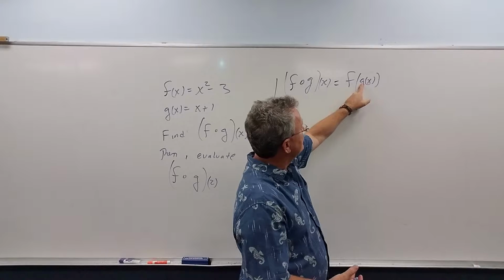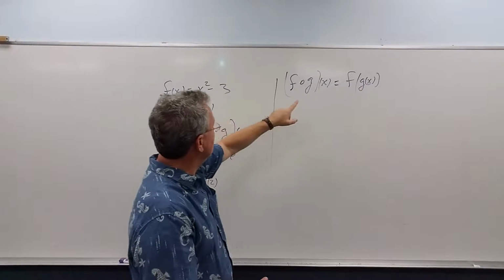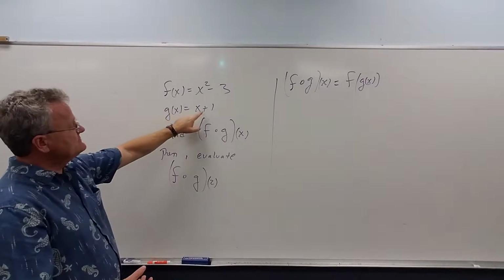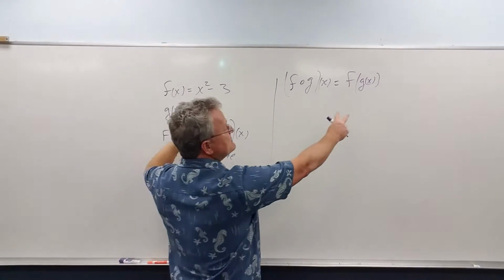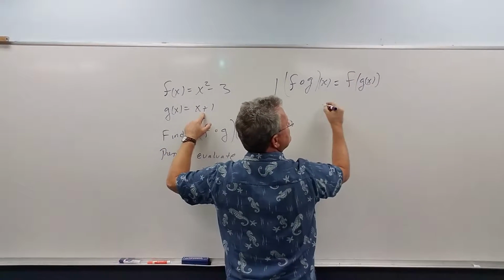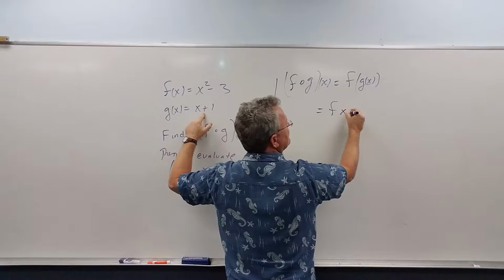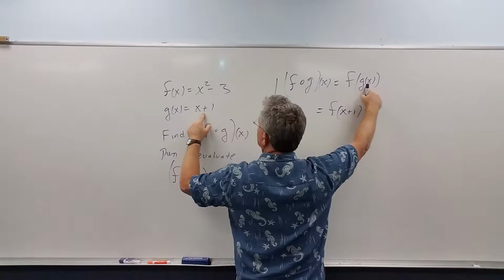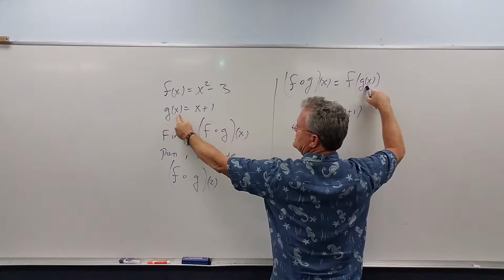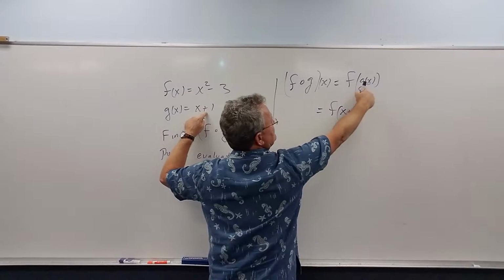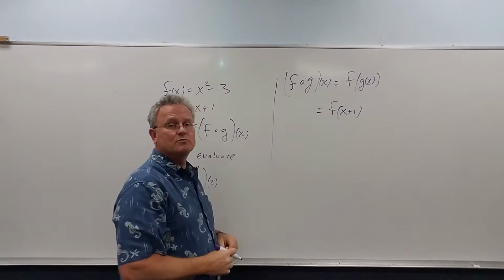What is g of x? Well, we go back to g. What is g of x? G of x is x plus 1. So let's plug that in here because that's what g is equal to, f of x plus 1. So I just plugged in x plus 1 for g because they're equal to each other. So f of x plus 1.